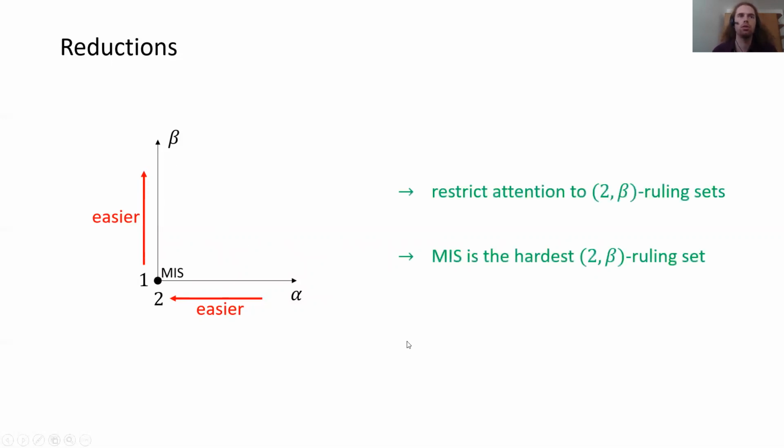And two things we can take away from this: if we want to prove lower bounds, then it suffices to restrict attention to 2-beta ruling sets because they are the easiest ruling sets. And the lower bounds we get will then immediately also apply to the general alpha-beta ruling sets. Note that it doesn't make sense to set alpha to 1, because then we can just put every vertex into the ruling set, and that would be a correct ruling set output. The second thing is that an MIS, as a 2-1 ruling set, is the hardest 2-beta ruling set to compute.